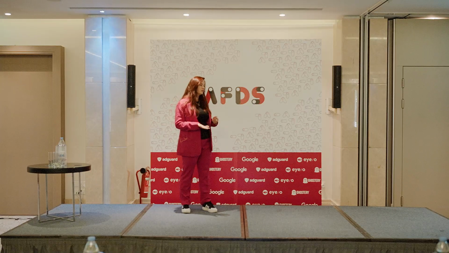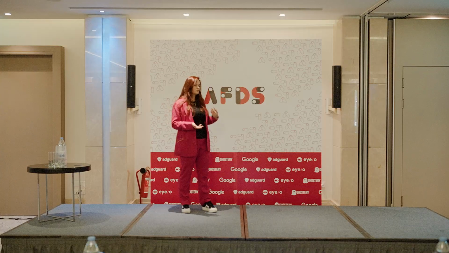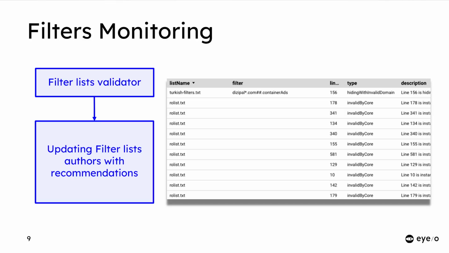They identify the issue and decide what action should be taken. Usually they patch the issue, and in the meantime, they reach out to the filter list authors with suggestions on what we can do better or what can be improved. The second tool that we have is the filter list validator. The core of our extension is designed in a defensive way.